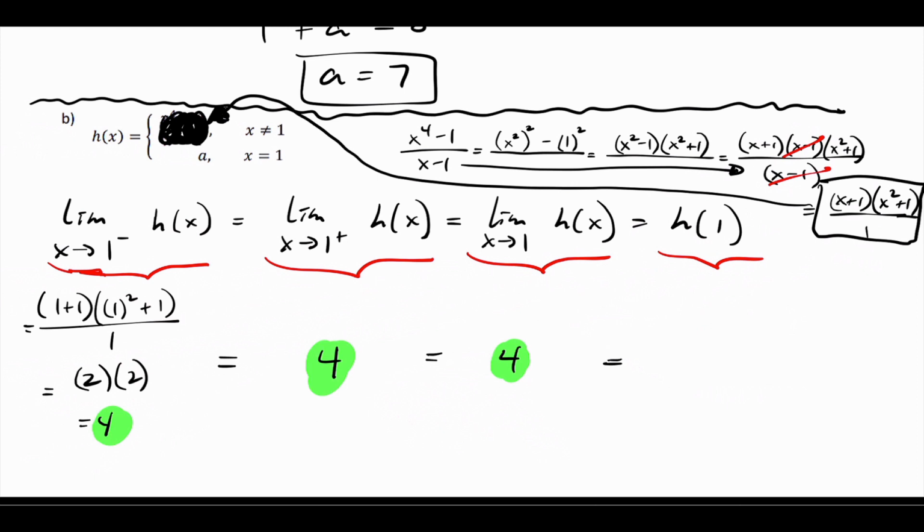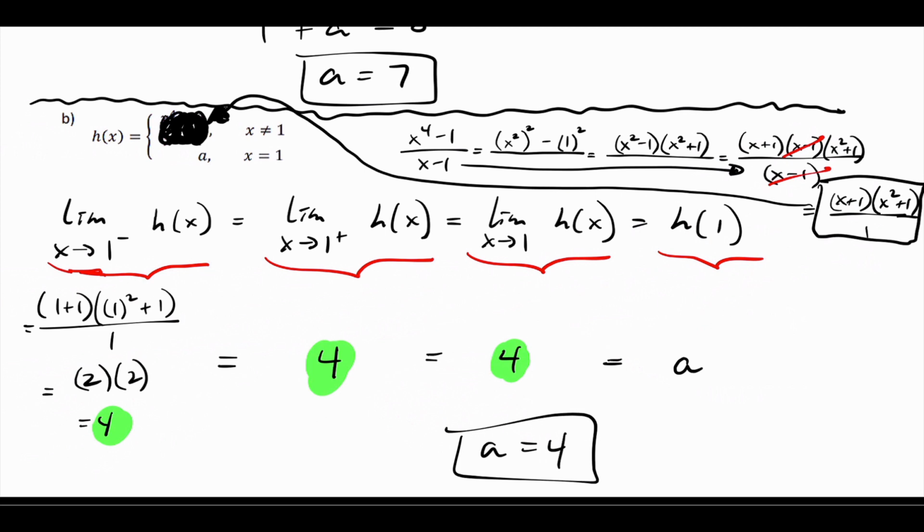Now, how do I find h of 1? This is where I plug it into the bottom one, where x is 1. X equals 1. Well, we don't know that. That's just a. I can't plug in 1 there because there's no x. So it's just a. So what does a have to be to make them all true? 4. A is 4. And you're done.